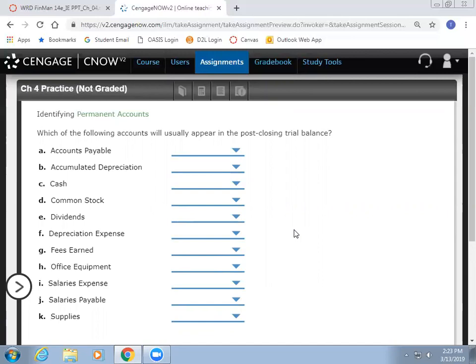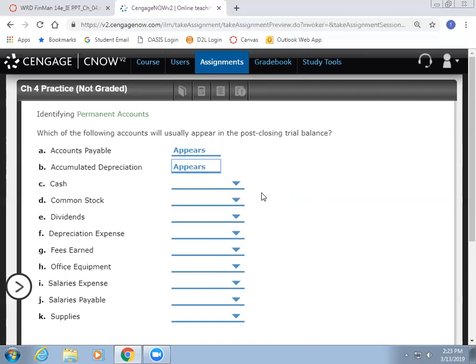Okay, so is accounts payable permanent or temporary? Permanent, good. So it appears on the post-closing trial balance, okay? So we're really just identifying permanent accounts. How about accumulated depreciation? What type of account is that? Anyone remember? Accumulated depreciation. It would appear. Because if you remember, accumulated depreciation is what we call a contra asset account. It's what we use to hold the depreciation on like our fixed assets.